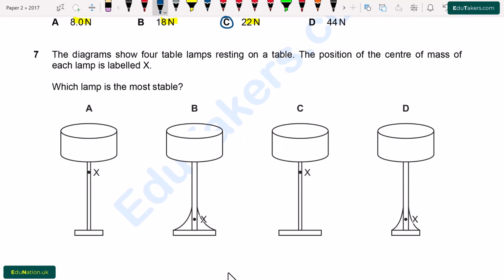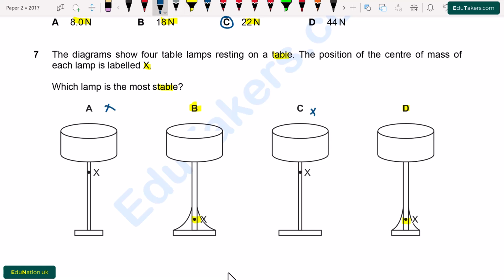Question number 7. The diagram shows 4 table lamps resting on a table. The position of the center of mass of each lamp is labeled X. Which lamp is the most stable? So the lamp will be more stable for which the center of mass is lower. In the option B and D, we can see here center of mass is lying at the lowest point. So we skip option A and C.